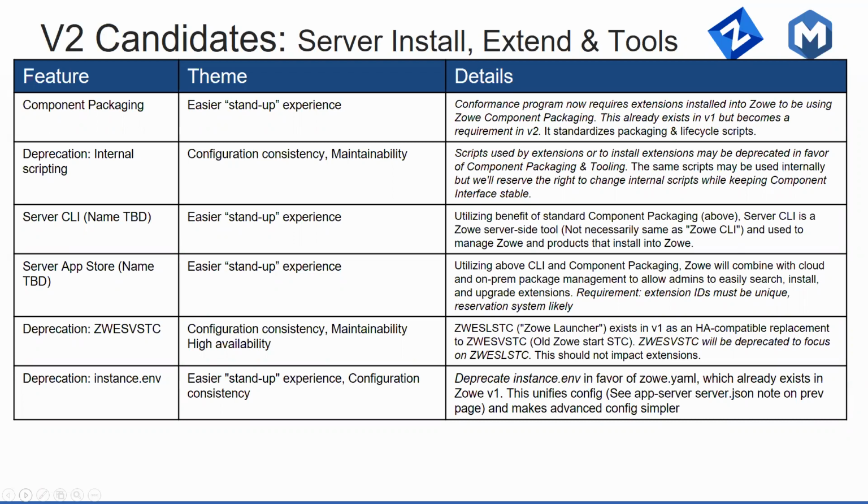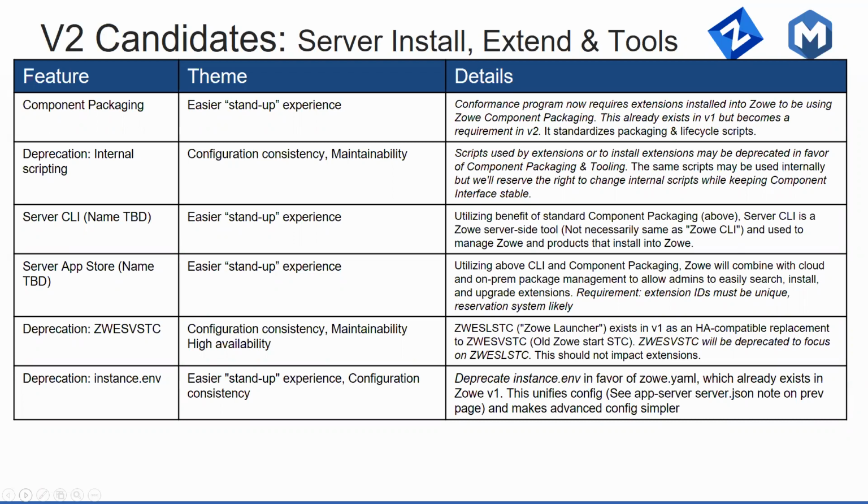Both the CLI and the app store shouldn't really matter to extenders because they're more end user facing. But the one catch here is that when we do have a package manager, everything needs to have unique IDs so that two products don't overlap with each other. So we may need a reservation system to match with the conformance program. I think we'll be talking about that more in the future.